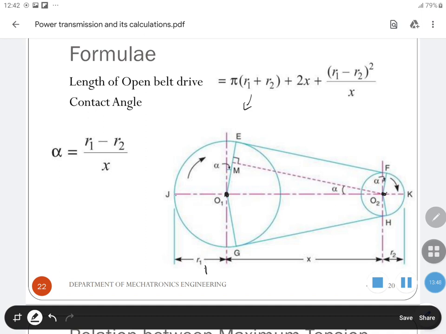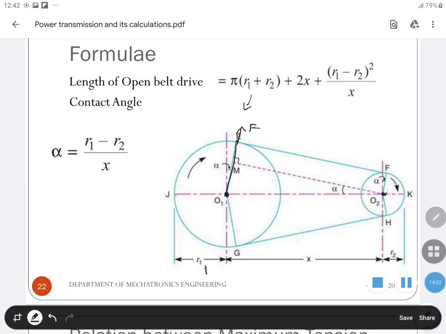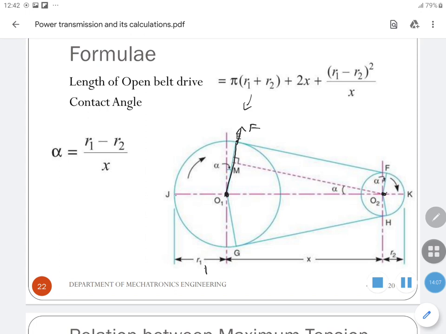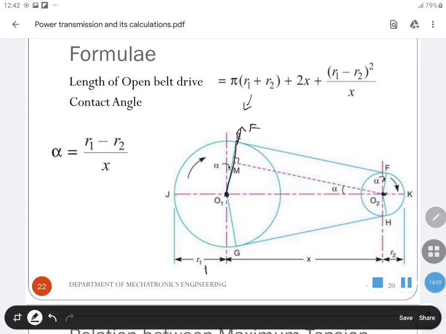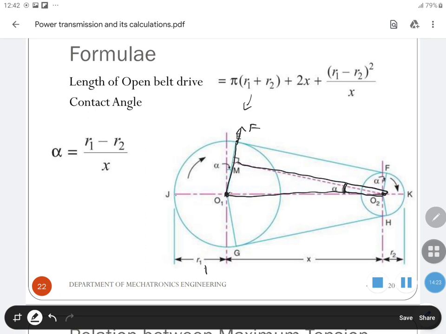Then the angle, where the belt is connected, so the force vector would be in this direction. That's why we are taking this line and the center of this pulley. The angle between these two, if we consider this triangle, this angle alpha is r1 minus r2 divided by x.